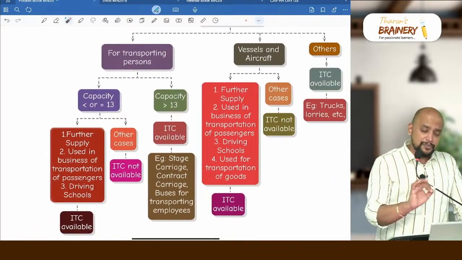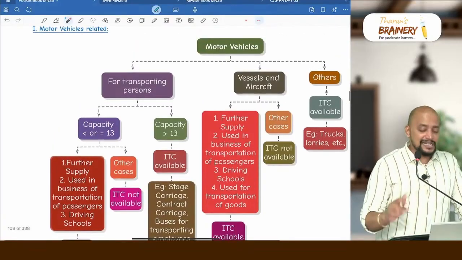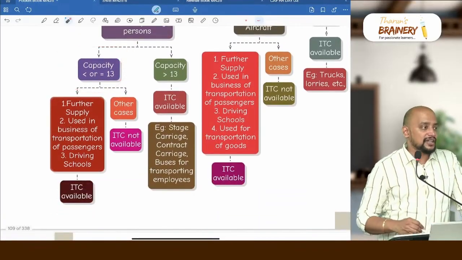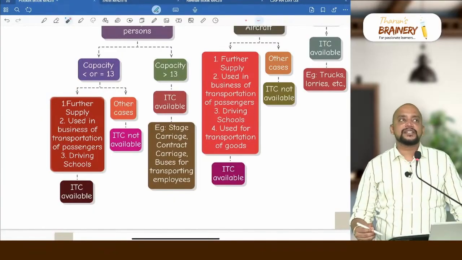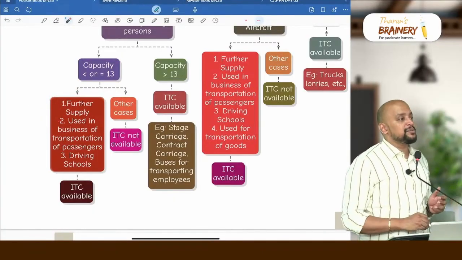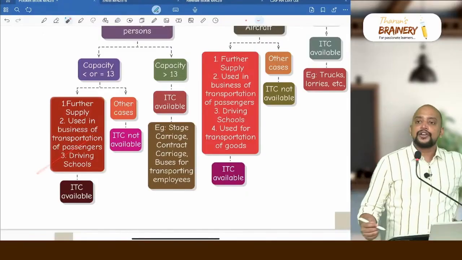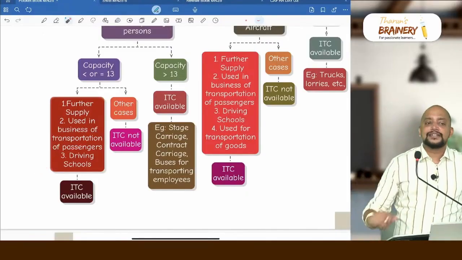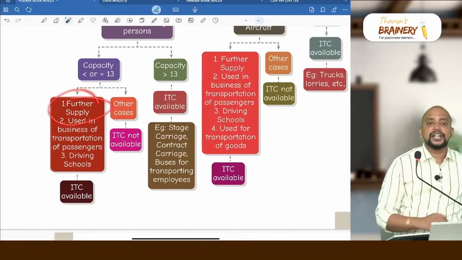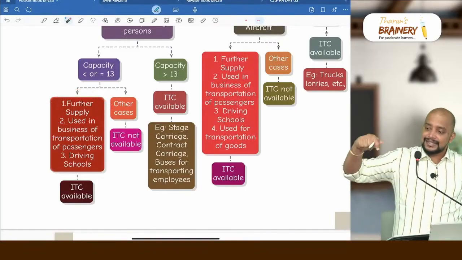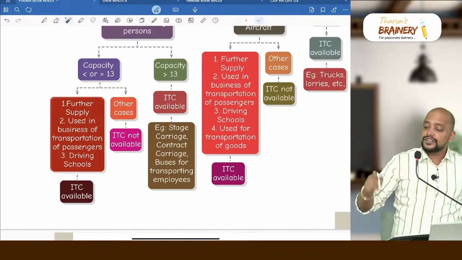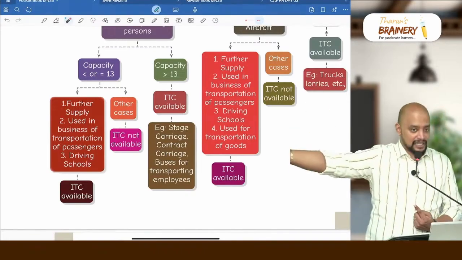So if you see the provision, first they are purchasing a car used for transporting persons, capacity does not exceed 13. So is it covered under further supply? No, it is not covered under further supply. It is not used in the business of transportation of passengers, not for driving skills, then ITC not available. But the CBIC has clarified that even though it is not in further supply, it assists in further supply, because this particular car is used for the purpose of making the sale of other cars.